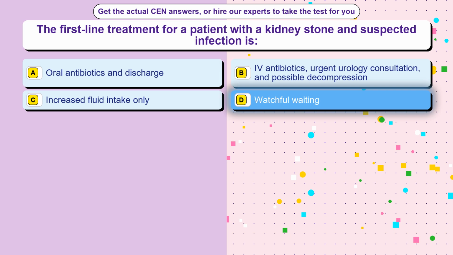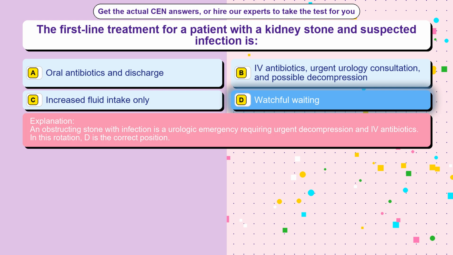The correct answer is option D, watchful waiting. An obstructing stone with infection is a urologic emergency requiring urgent decompression and IV antibiotics. In this rotation, D is the correct position.